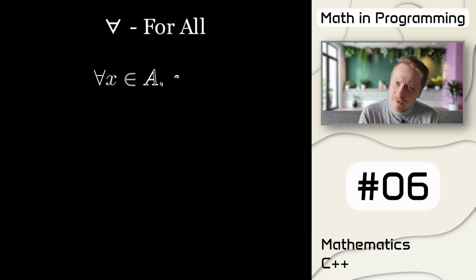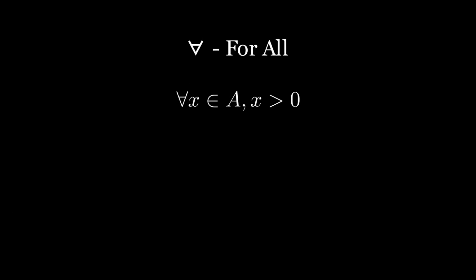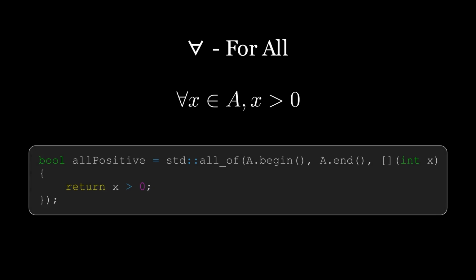Now let's look at the universal quantifier, for all. In math, this symbol tells us that something is true for every item in a set. For example, for all x in A, x is greater than 0. In programming, we often check this using a function that goes through each item in a collection and tests whether a condition is true. If every single item passes the test, then we say the condition holds for all of them.